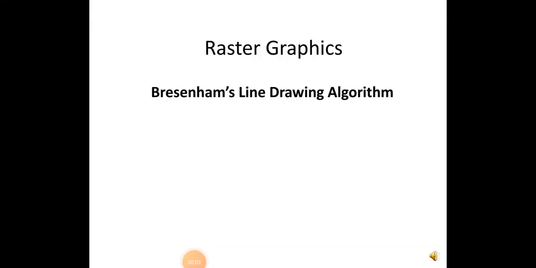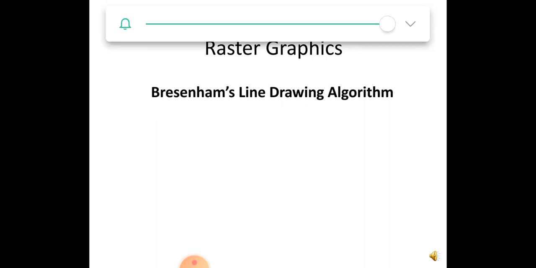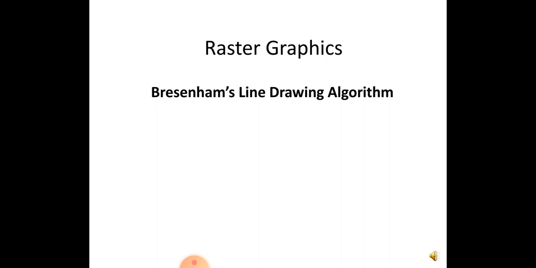Hello. So, in the last lecture, we have studied the DDA line drawing algorithm. What is DDA line drawing algorithm? That is the digital differential analyzer algorithm. How does it work? It works on the slope of the line.